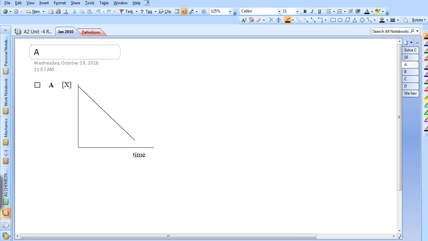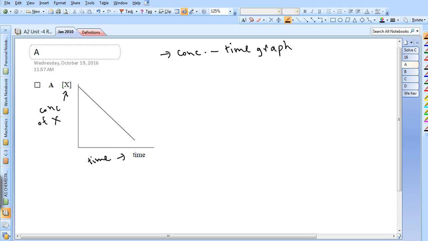At first, let us see which graph it represents. Here it is the concentration of X in the y-axis, this is the concentration of X and this is time. So easily you can guess that it is simply a concentration time graph.